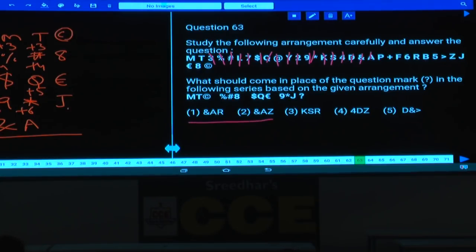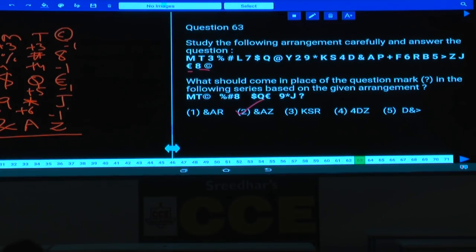We have some 2 choices. Hence, there is a necessity to check out the last element as well. Copyright and 8. Where is copyright and 8? Now here the difference is -1, we are going backwards, -1. And 8 and this one, here it is -1. And again -1, J -1, that is Z. And so what is your answer here? Choice 2.